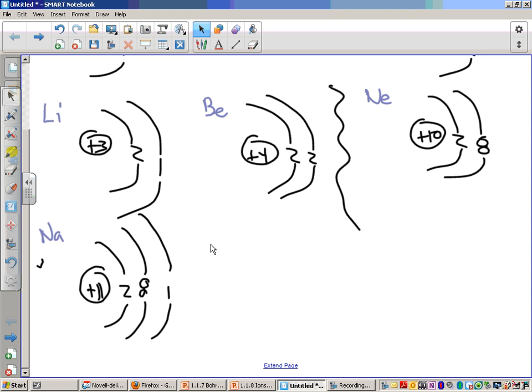What happens to the number of energy levels as you go down a group? So if we move down a group, let's say we choose group 1 and you look at all your pictures and we move down a group, what happens to the number of energy levels? Yep. It increases by 1. All right?